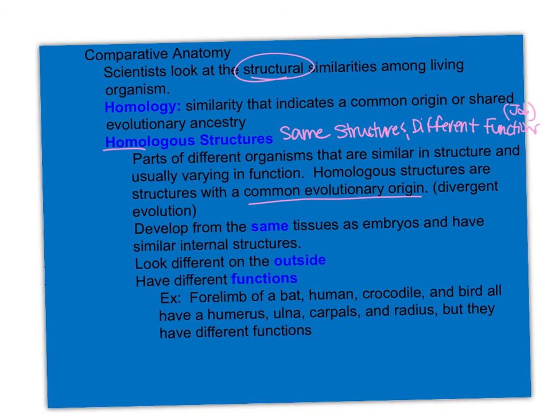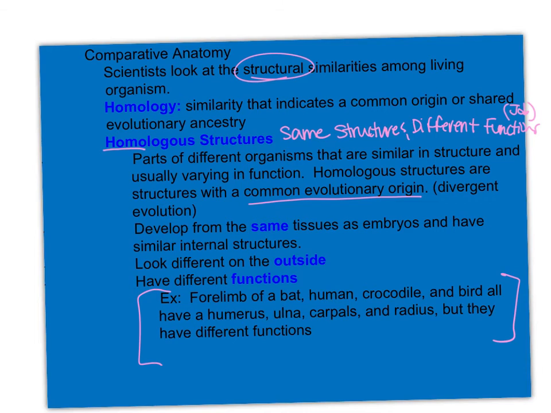Okay, so they usually develop from the same tissues as embryos, and they might have the same structure on the inside, possibly look different on the outside, but their function is different. Okay, the primary example is what I showed you earlier. The arms and legs of different, like mammals, I guess you could say. So the forelimb, the arm of a bat, a human, crocodile, bird, they all have the same bones, but we use those bones for different functions.